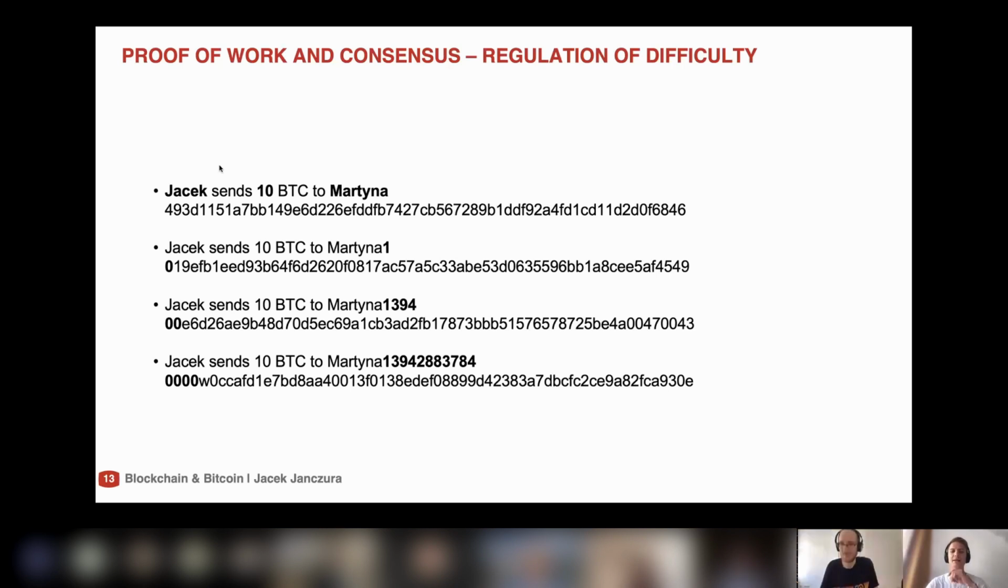In this case, the puzzle is the number of zeros at the beginning of the hash. So we've got a text: Jacek sends 10 bitcoins to Martyna, and this is the hash of this string. And when we add the number 1 at the end, there will be a 0 at the beginning of the hash. So when you come up with some string that you need to add to that main message, and you get a 0, it means that you solved the puzzle.